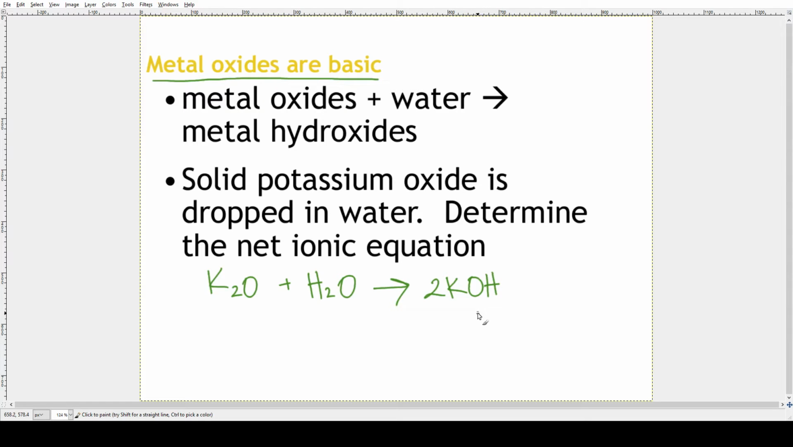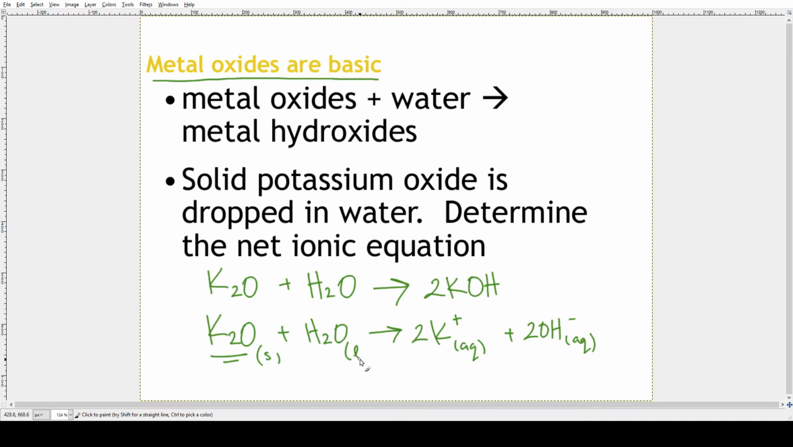However, they're asking for the net ionic, so I'm going to rewrite this now. I have my solid and my water reacting to form. This is a strong substance, so I know it dissociates. And metal oxides aren't super soluble, so we're going to keep them whole on this side. Here we have, this guy is actually a solid, and that one is a liquid.